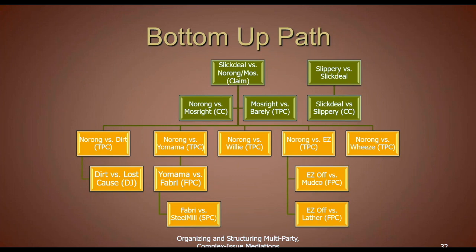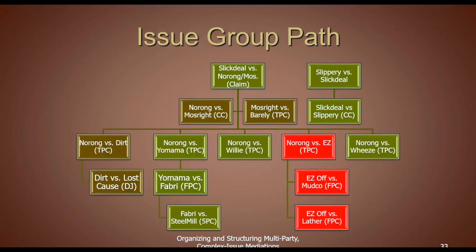Let's talk about a couple of other ways that this can work. And again, none of these is probably going to be used in its purest form. Brenda mentioned the issue group path. This is the concept that if we've got freestanding issues that can be isolated, then we maybe can, and this is also where you may want to integrate the use of a co-mediator or a couple of co-mediators who can go off.